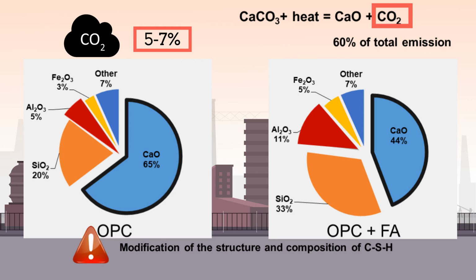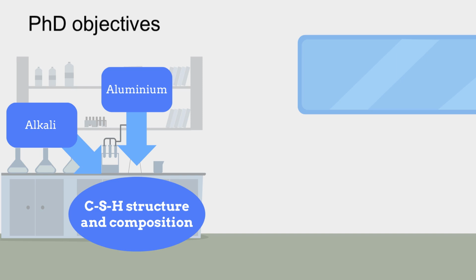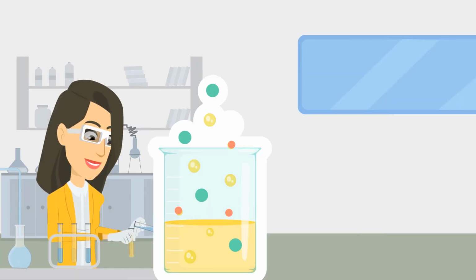However, important questions regarding the effect of aluminum, alkali, and equilibration time on C-S-H structure and solubility are still not fully understood. The objectives of my PhD thesis are to understand the alkali uptake and aluminum uptake mechanism in C-S-H and to understand the effect of equilibration time on C-S-H formation. Besides, I want to build an experimental database with various calcium to silicon ratios, aluminum to silicon ratios, alkali concentrations, and different equilibration times.